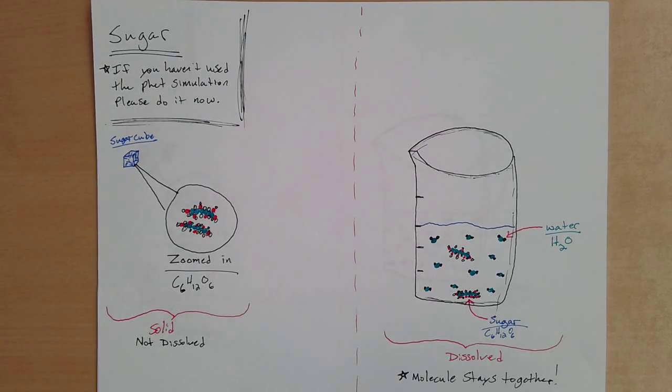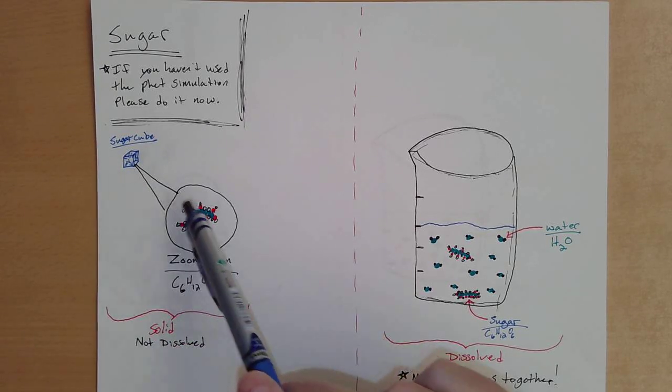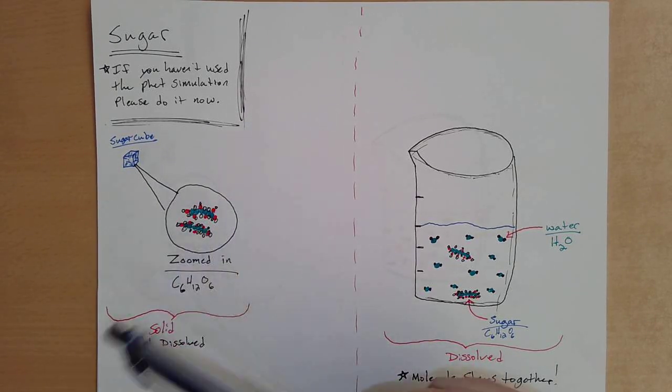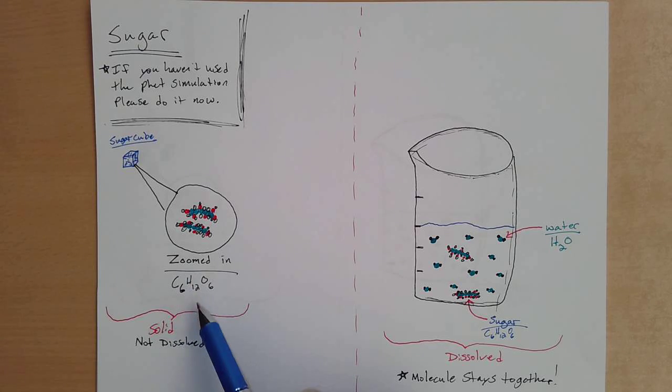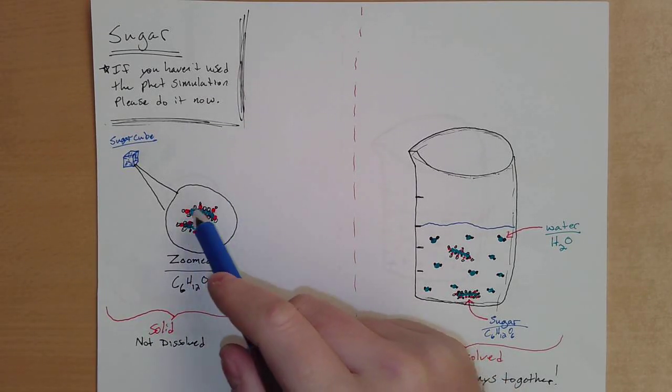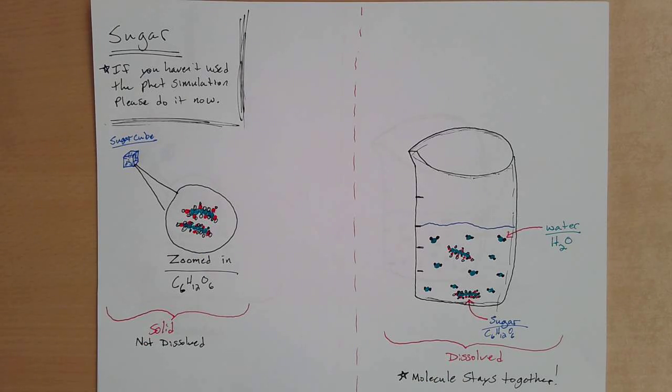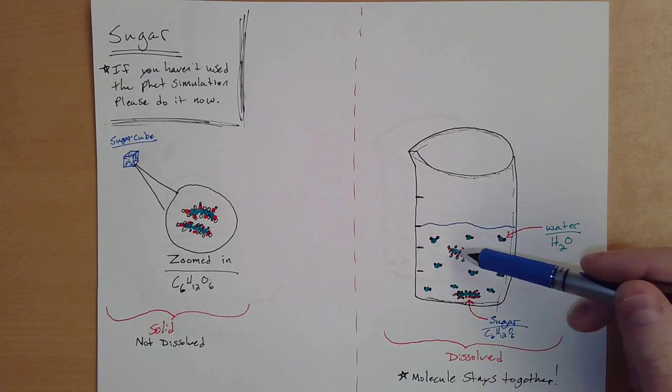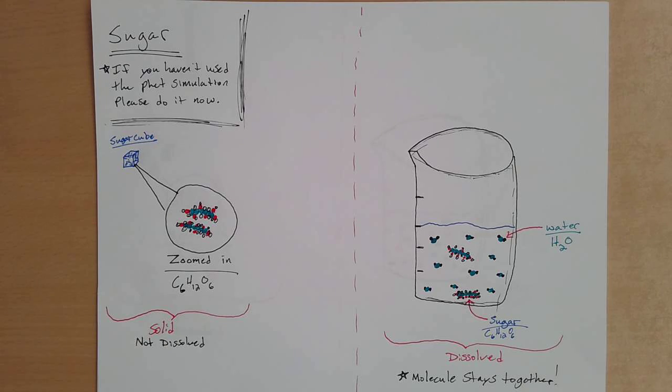Well, let's zoom in. Sugar: if I zoom into that little sugar cube, I get these couple molecules. These are my sugar, my C6H12O6. They're all stuck together and clumped together. And when I put them in the water, they still stayed together. So that molecule stayed together. That formula still looked like the formula underneath that little microscope over there. And water still looked like water. They were just floating around.